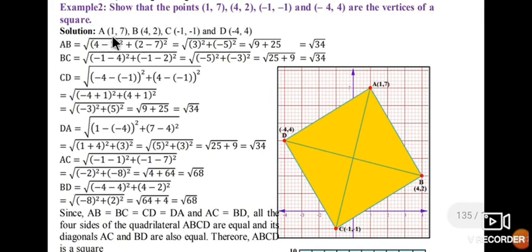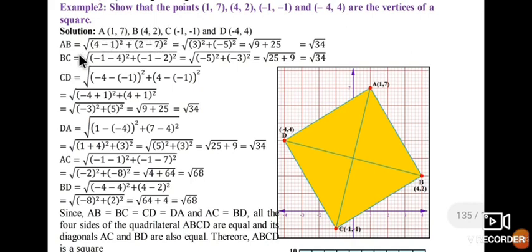Therefore A is (1, 7), B is (4, 2), C is (minus 1, minus 1) and D is (minus 4, 4). Now first we find the distance of AB. Taking AB, this is x1, y1 and this is x2, y2.